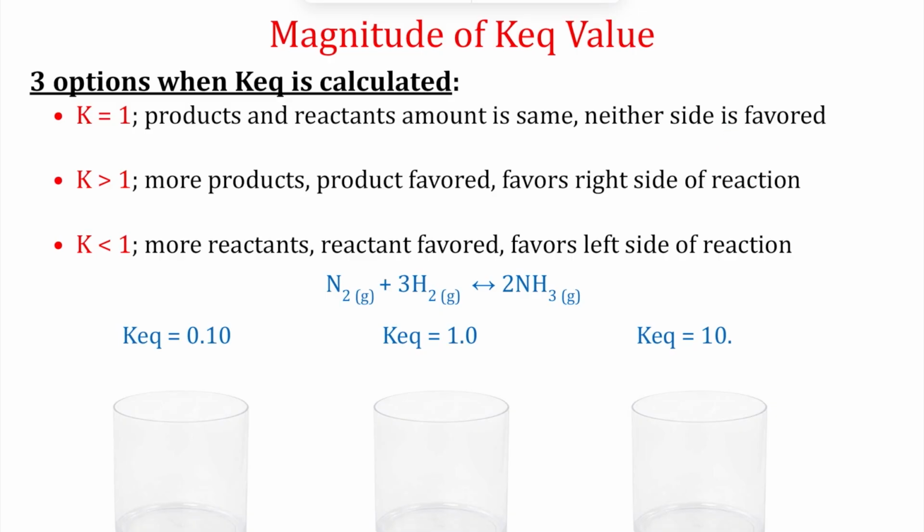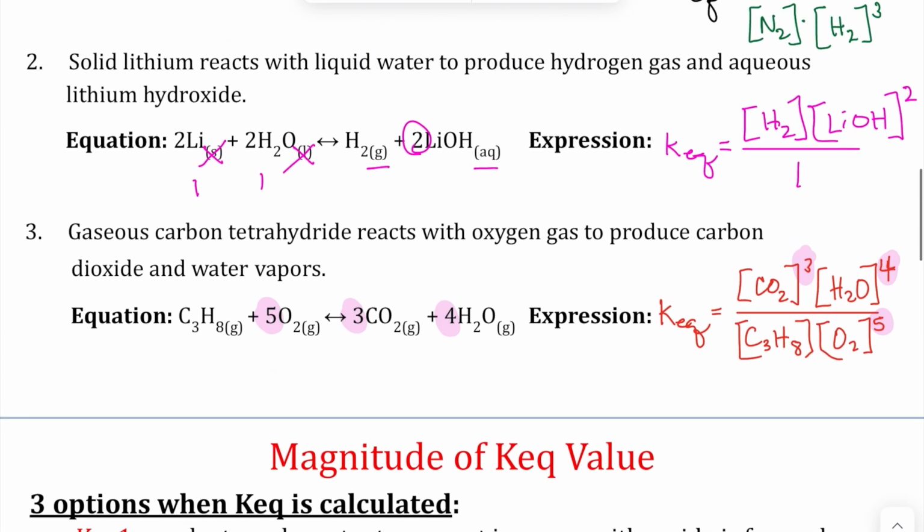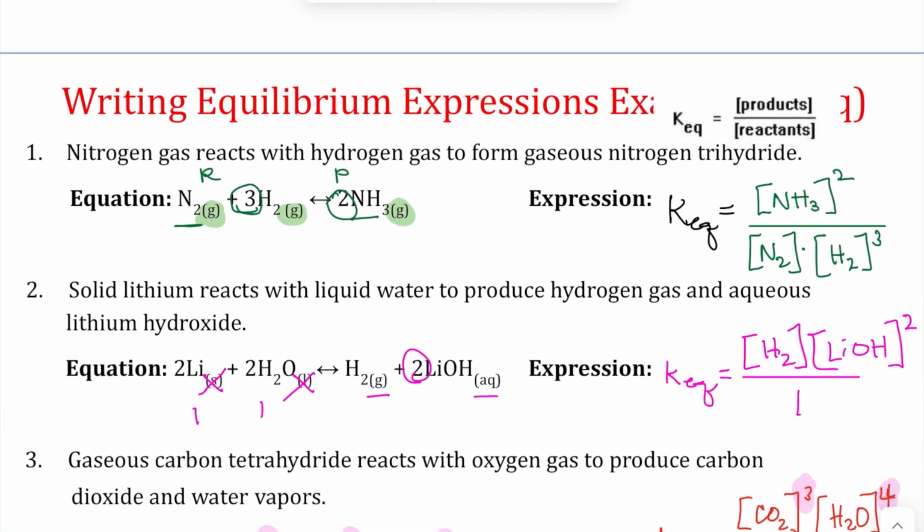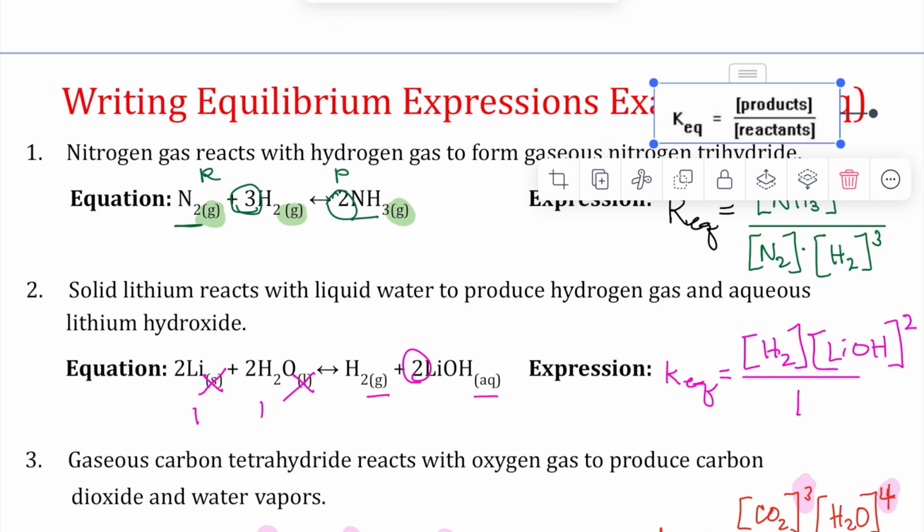So this is going to tell us how we are seeing these chemicals show up when we are at equilibrium. If K is greater than 1, that means more products are there at equilibrium, so it's product favored. If K is less than 1, that means we have more reactants at equilibrium, and so it is reactant favored. And this should make sense if we look back at this equation that we have.